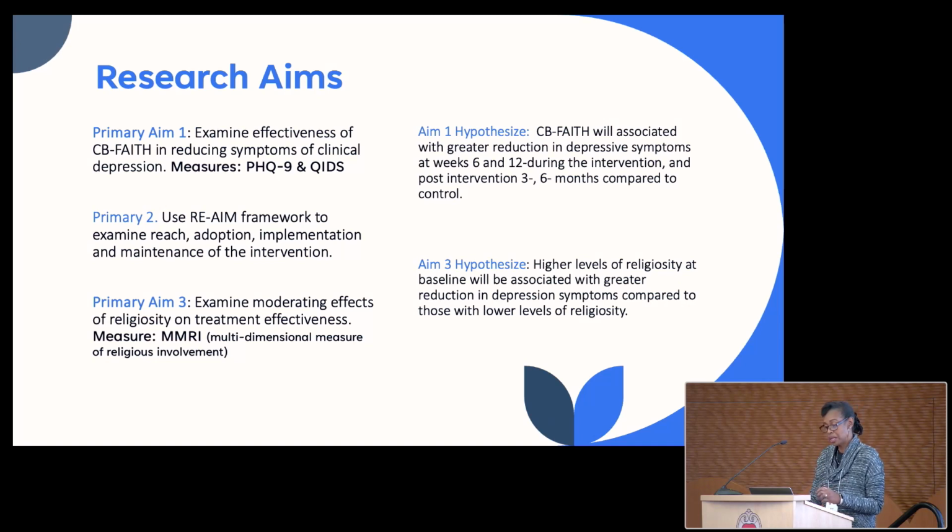And aim 3 is really aim 2, where we will be examining moderating effects of religiosity. Along with that, you'll notice in that hypothesis, we are hypothesizing that people with higher levels of religiosity may be associated with a higher reduction in depression symptoms. But again, this is new, so we will see what happens here. And then aim 2, we will be using the RE-AIM framework to examine reach, adoption, implementation, and maintenance of the intervention.